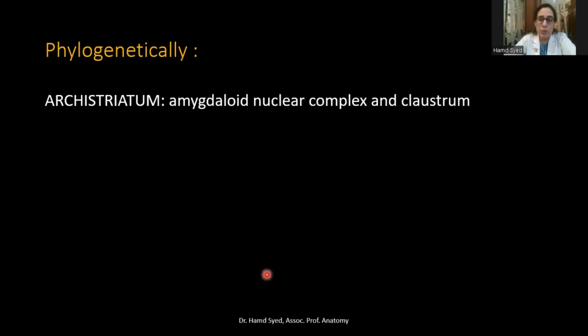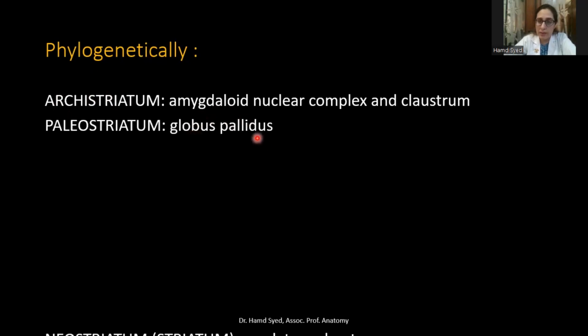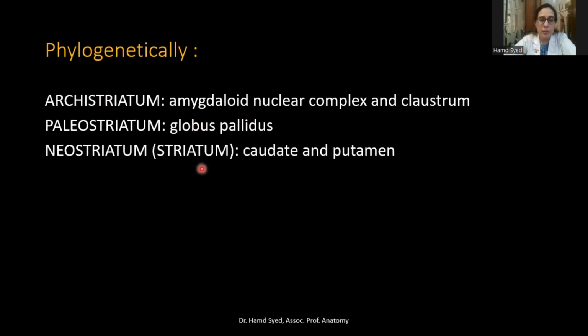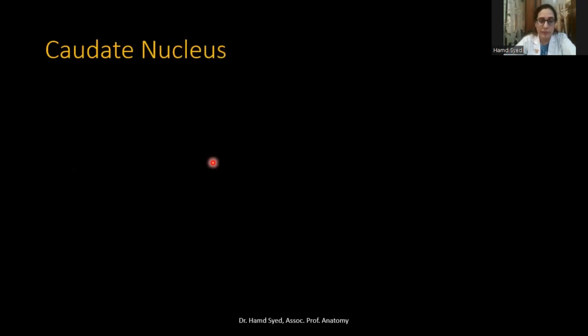Now, phylogenetically speaking, that is on the basis of evolutionary development, the oldest part of the basal nuclei is the archistriatum, and within archistriatum comes the amygdaloid nuclear complex and the claustrum. Then comes the paleostriatum, which is globus pallidus. And then, as I mentioned in the table, the neostriatum is, in simple words, striatum, that is the caudate and the putamen. Now, let's discuss these different components of the basal nuclei one by one.